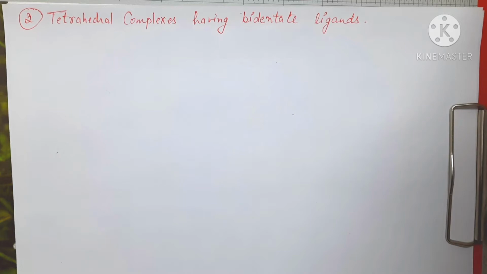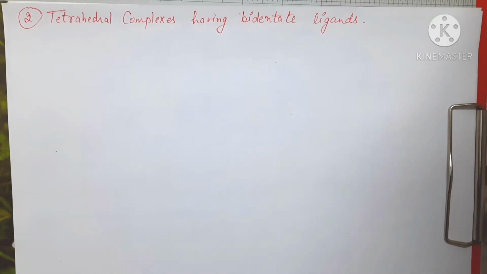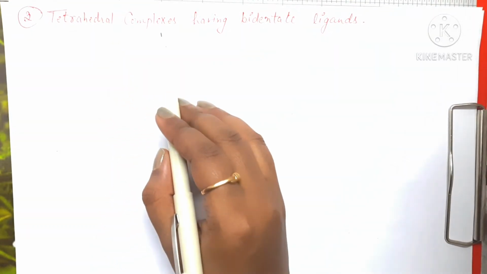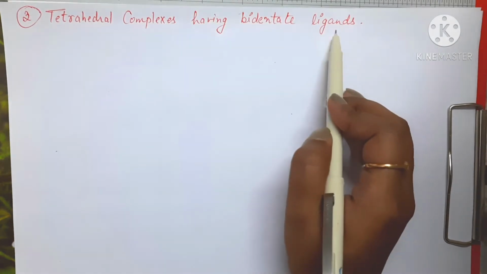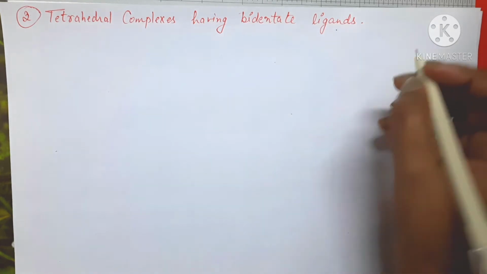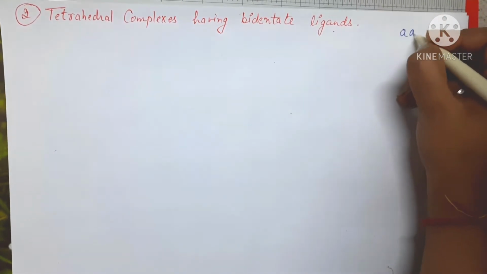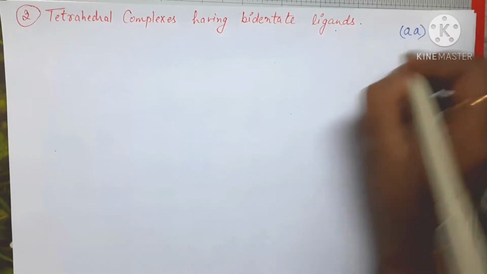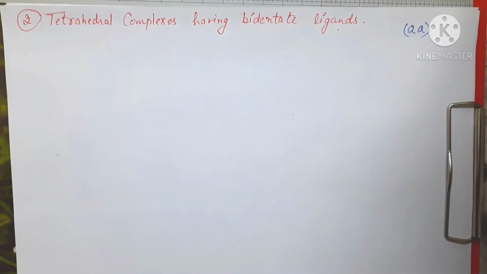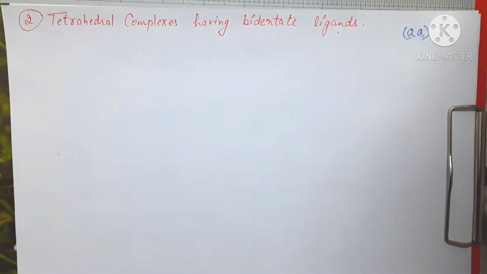So now, moving ahead with the topic of stereoisomerism in coordination chemistry, today we are going to study the case of tetrahedral complexes having bidentate ligands. Before starting with all the types of complexes, I will show the bidentate ligand like this, A A. These A's represent the donating sites of the ligand, right?